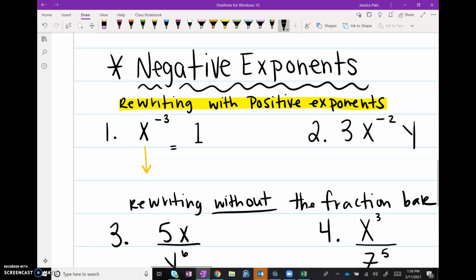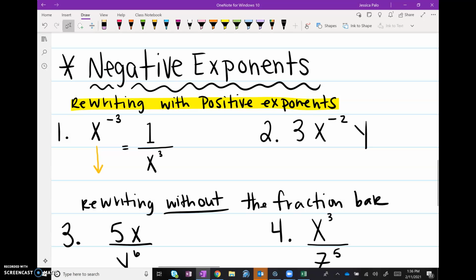Our placeholder 1 is going to stay in the numerator. X to the negative 3 drops down. When it drops down, it becomes positive. So x to the negative third power is equal to 1 over x to the third power.